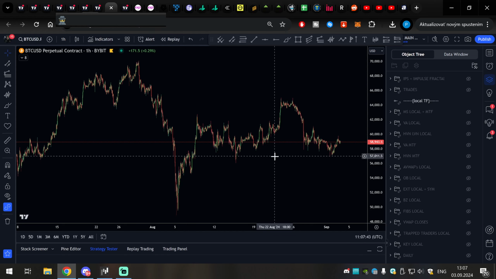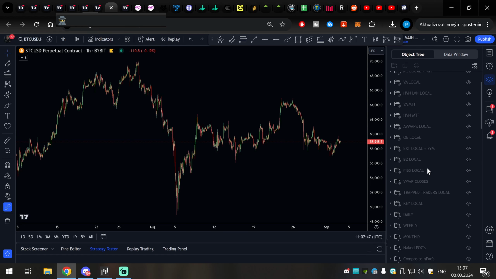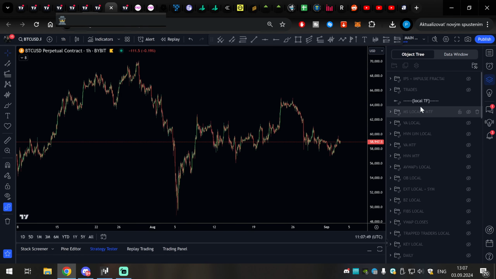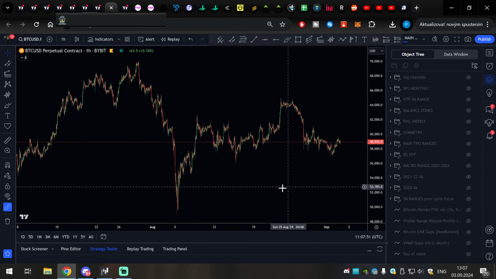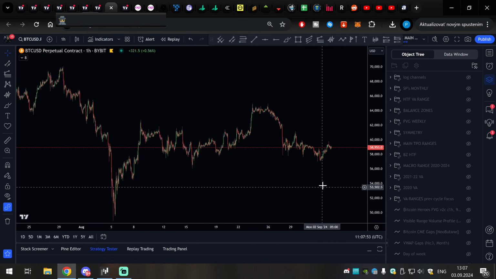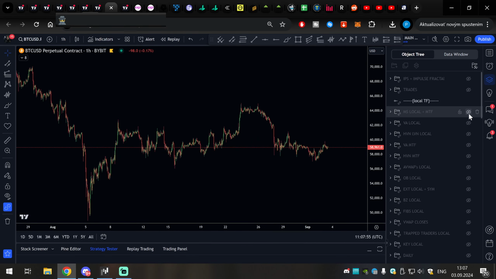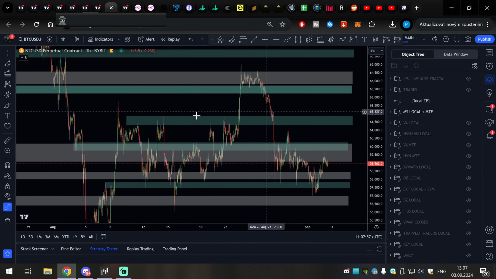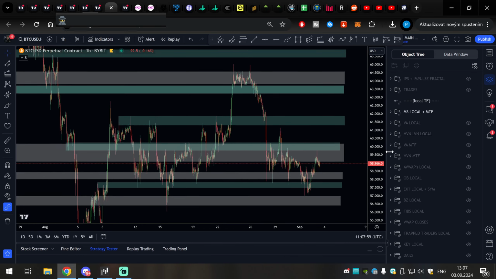Let's now start with the analysis on Bitcoin. I will be going over every single folder I have here. We'll be starting from local to medium timeframes, and then we move to higher timeframes, so you can see what is happening. So let's start with the market structure areas, while we are on the 1 hour time frame.